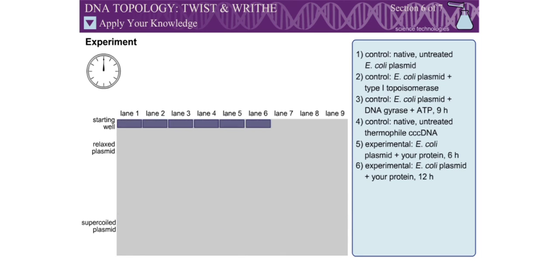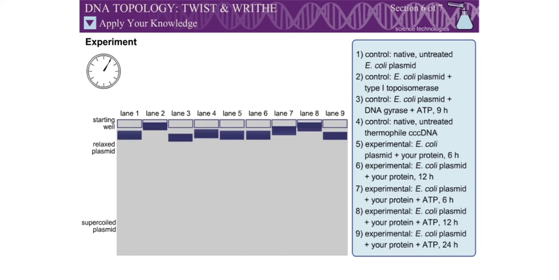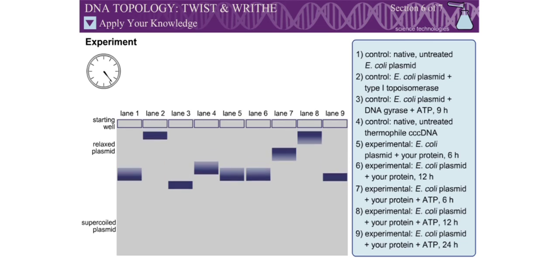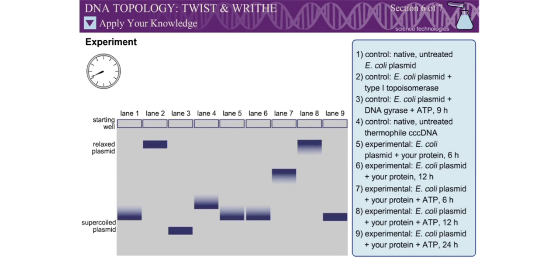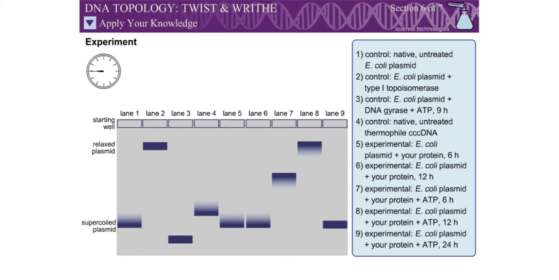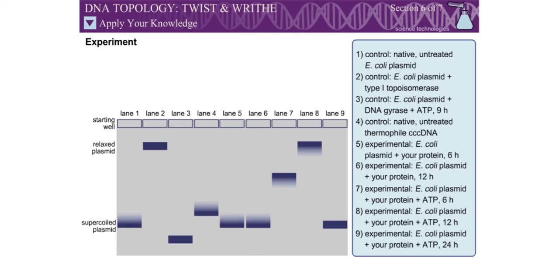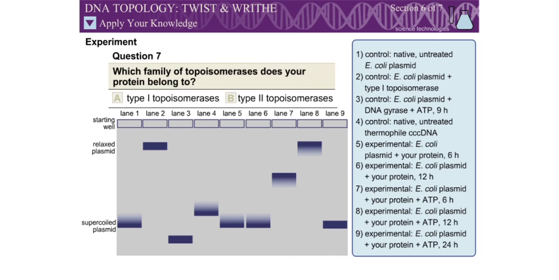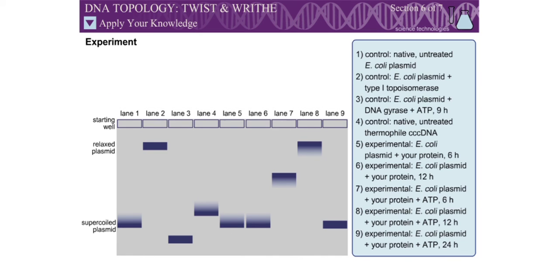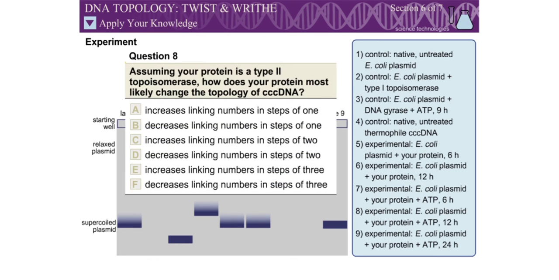For the third, fourth, and fifth trials, you incubate the native untreated plasmid with your protein and ATP for 6, 12, and 24 hours, respectively. Question 7. Which family of topoisomerases does your protein belong to? Question 8. Assuming your protein is a type 2 topoisomerase, how does your protein most likely change the topology of cccDNA?